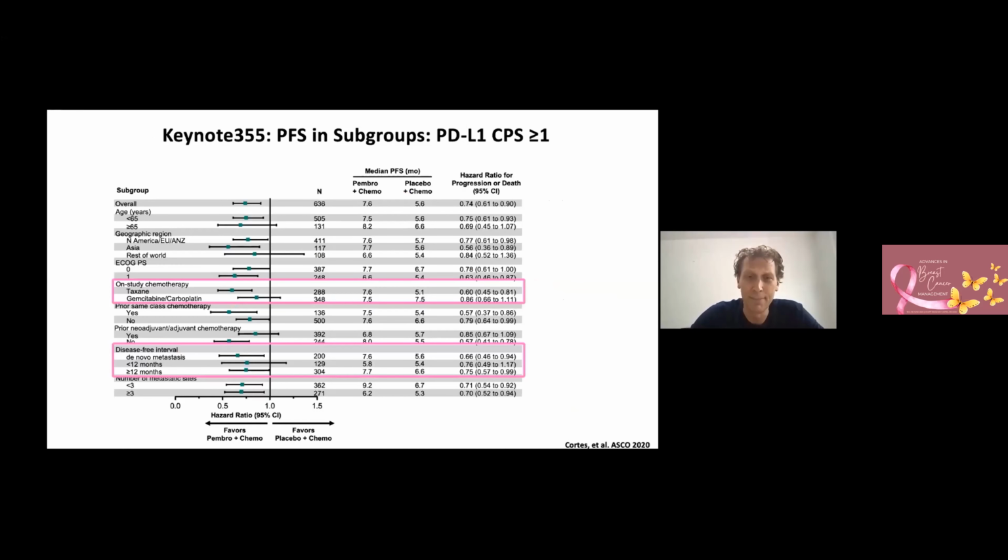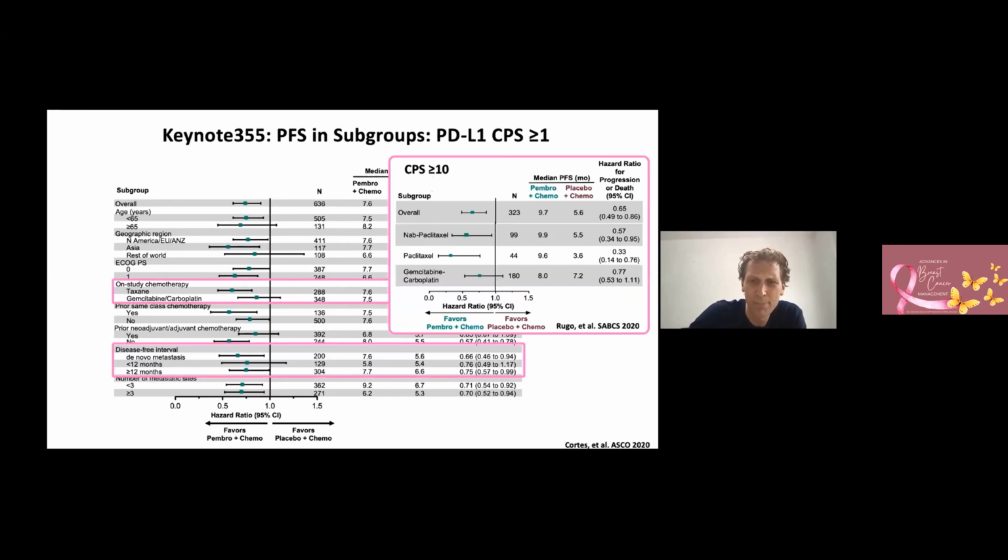Now, looking more at the different chemotherapy regimens and going back to Keynote 355, which had 3 different chemotherapy regimens, do we see a clear difference? Well, the answer is probably not. If you look at the forest plots here, taxanes seem to be doing similarly well to gemcitabine and carboplatin, as do early relapses compared to late relapses.